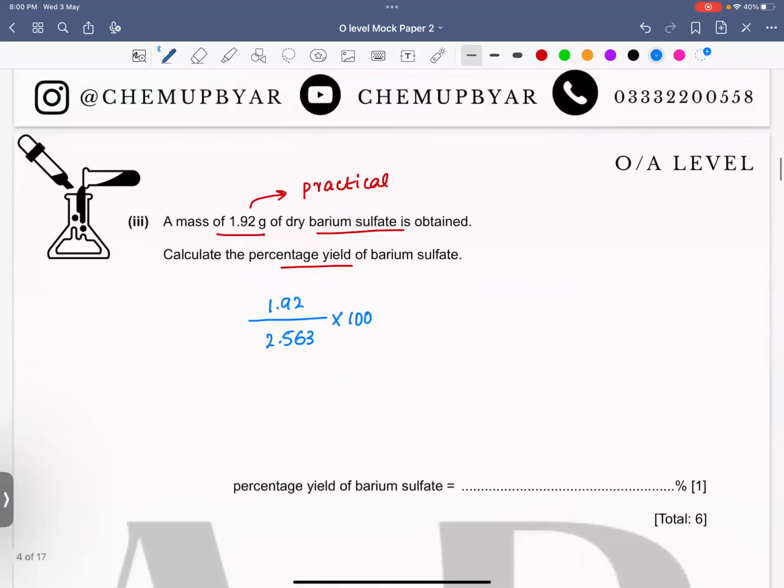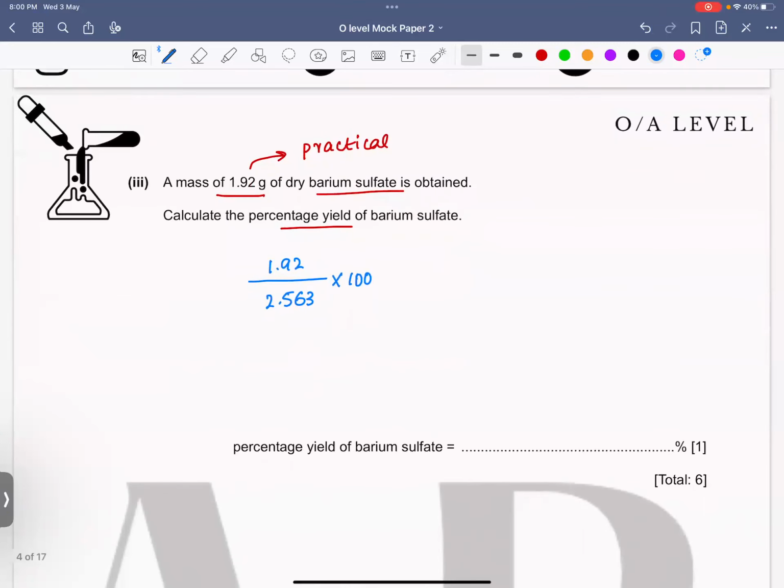So can anybody tell me the answer? 74.9%. Yes, sir. No, if the unit is mentioned over here, then there is no need. But if the unit is not mentioned in the space, then you have to write the unit. ओके सर.